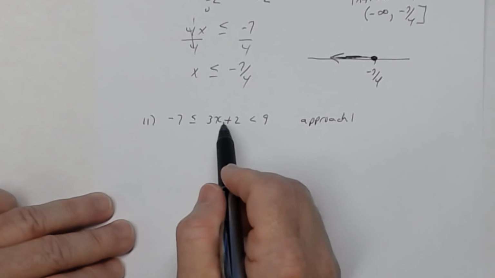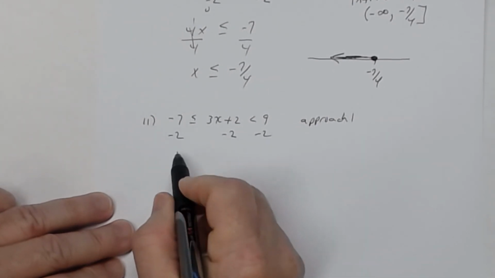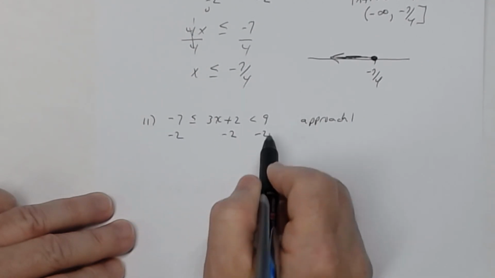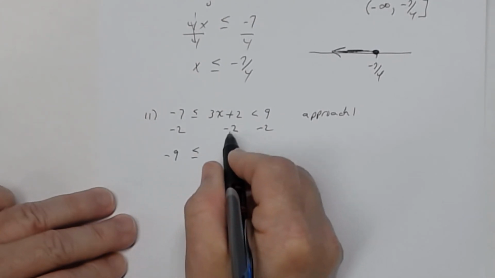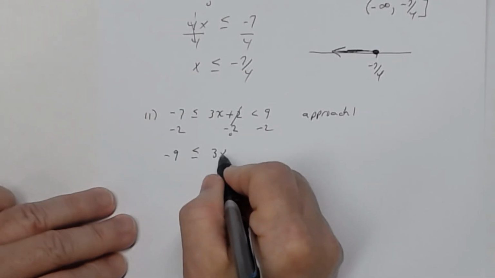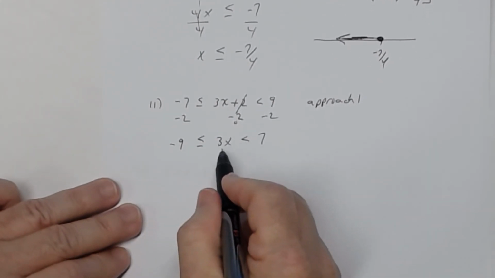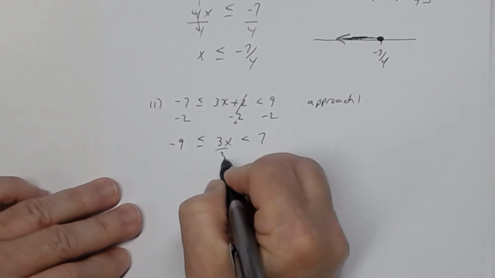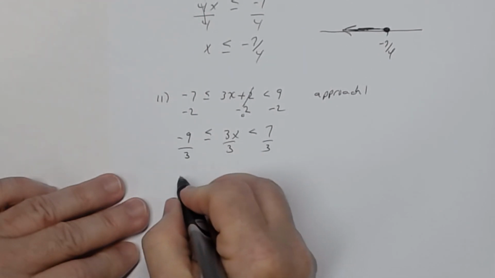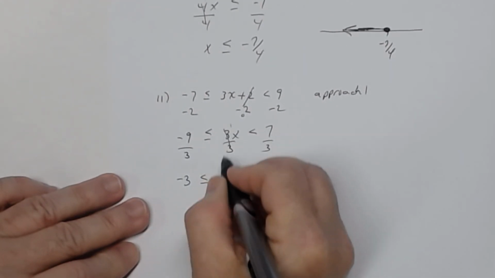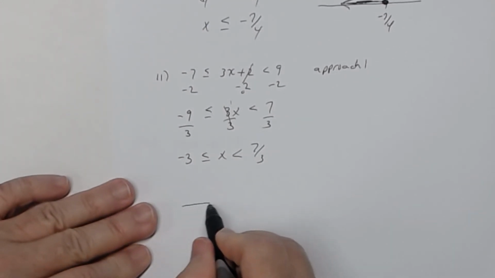So to do that, we need to get rid of this adding 2. The opposite of adding 2 is to subtract 2. So we're going to subtract 2 from all parts: the left-hand side, the middle, and the right. Negative 7 minus 2 is negative 9, is less than or equal to 3x, and that's less than 9 minus 2, which is 7. To get x by itself, right now I'm multiplying by 3, so the opposite is to divide all parts by 3. So I get negative 9 thirds, which is negative 3, is less than or equal to x, is less than 7 thirds. And so therefore, when you look at this in terms of a graph, this is what you have.